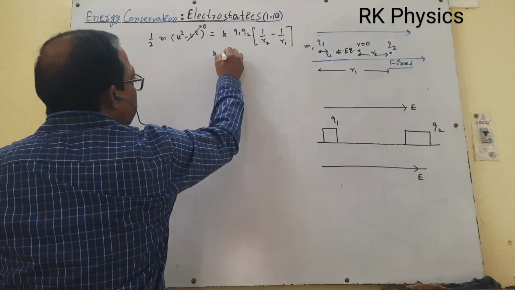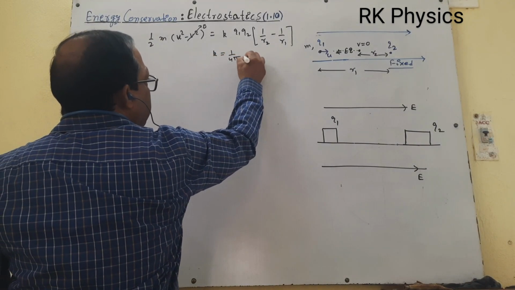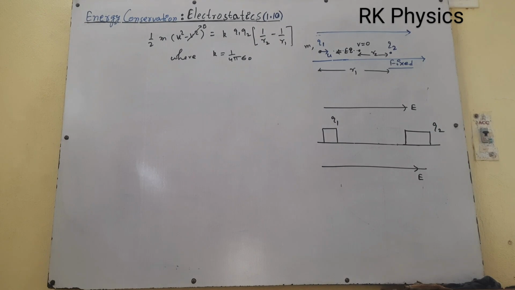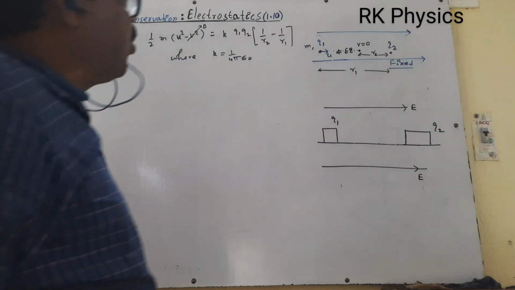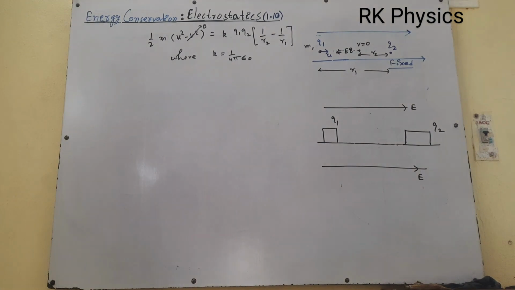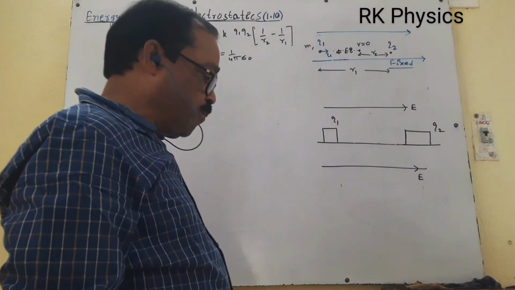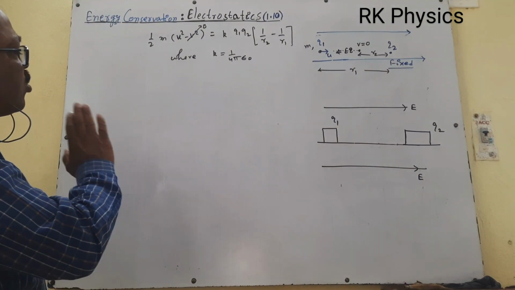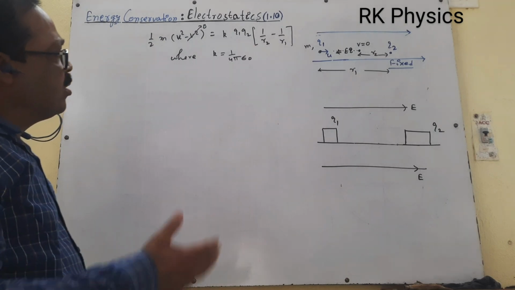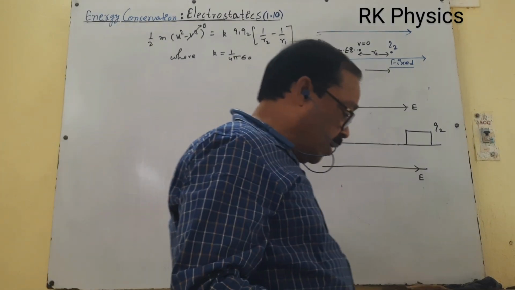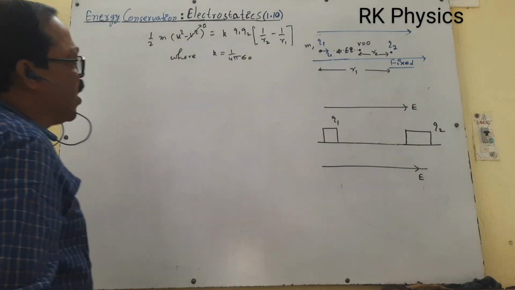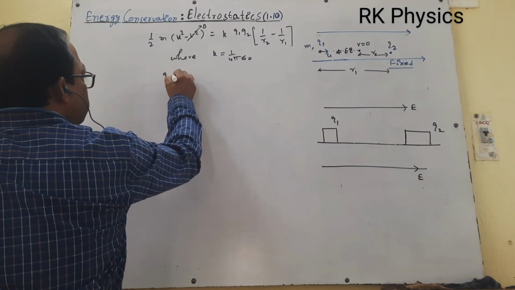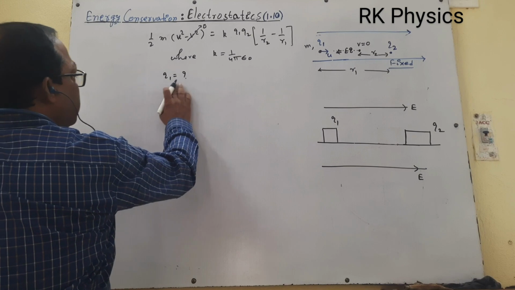Now what is k? k is 1 by 4 pi epsilon naught, if this is in air or vacuum. Now if you use this formula, then the loss of kinetic energy is equal to the gain in potential energy. If q1, q2, r1, r2 are all given, then you can find out the speed required, that is u, or if the speed is given, you can find out what is q1.